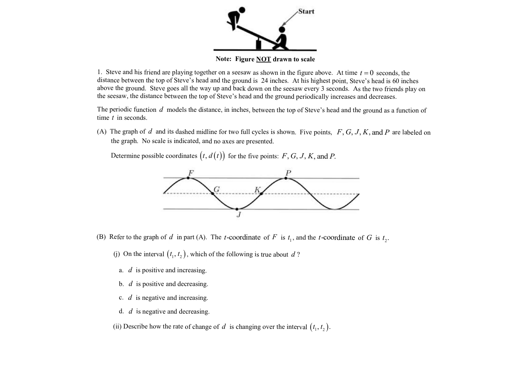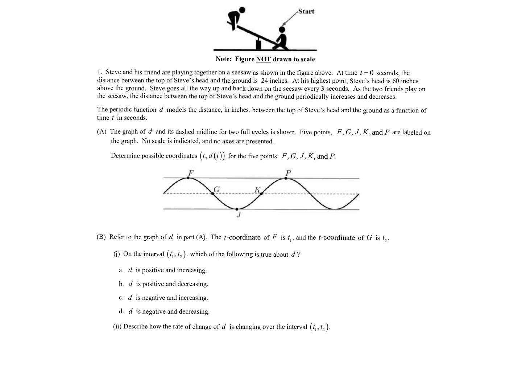Trace and Yamil are playing on the seesaw together, shown in the figure above. At time t equals 0 seconds, the distance between the top of Yamil's head and the ground is 24 inches. At his highest point, Yamil's head is 60 inches above the ground. Yamil goes all the way up and back down on the seesaw every 3 seconds. As the two friends play on the seesaw, the distance between the top of Yamil's head and the ground periodically increases and decreases.